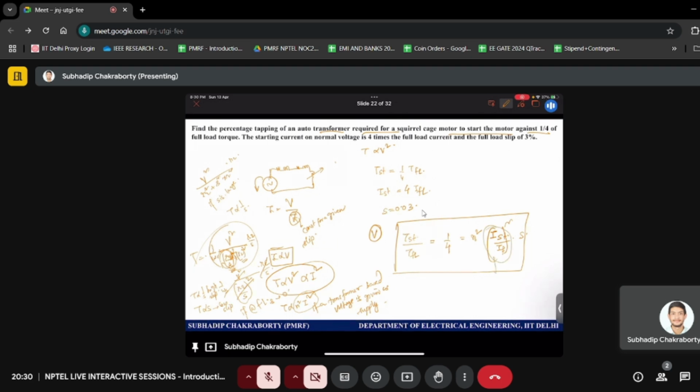So this value is coming as 4. This is turns square, and the starting torque is given to be 1/4 of the full load torque, and we have the slip, which is 0.03.